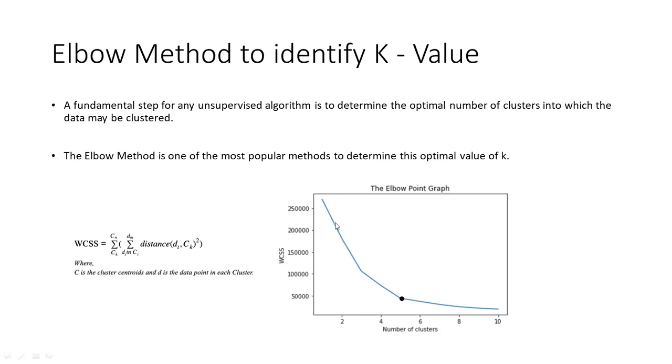So neither taking one cluster nor taking the number of clusters equal to the number of observations will work in our case. So we calculate the WCSS and plot it on a graph, and at the point where it drastically moves toward 0, we can take that point as the optimal number of k. In this example, we can see that it's 5.